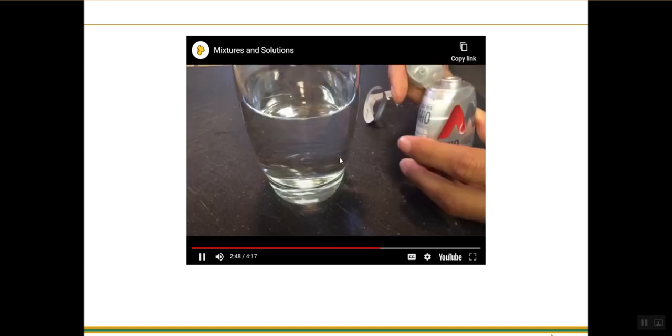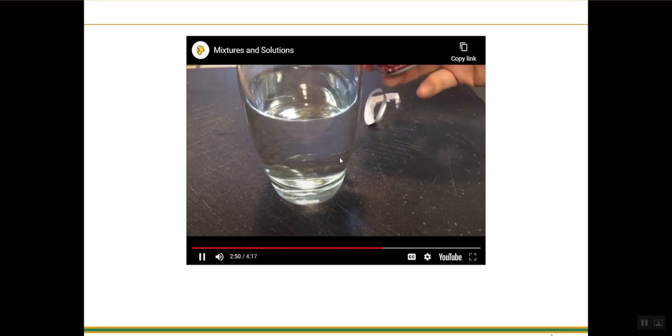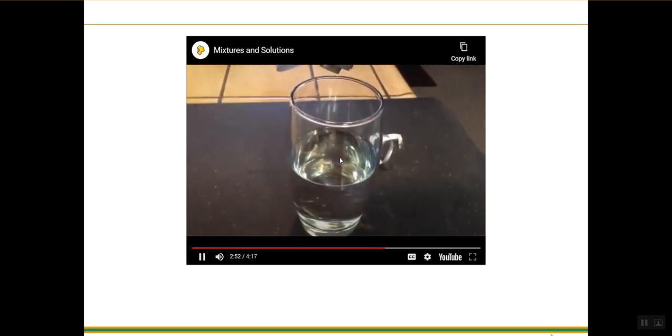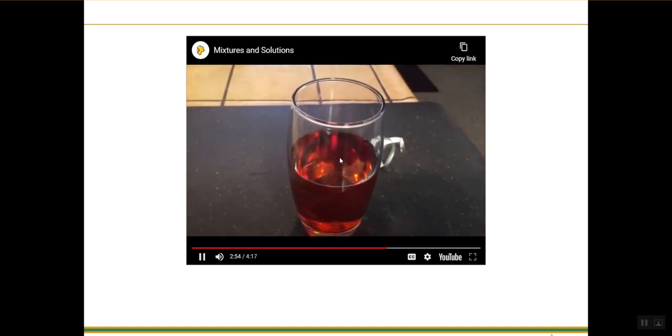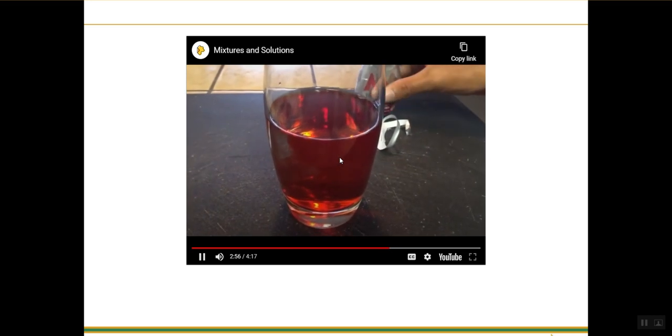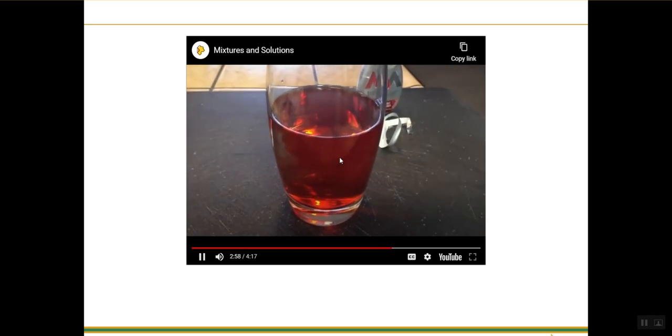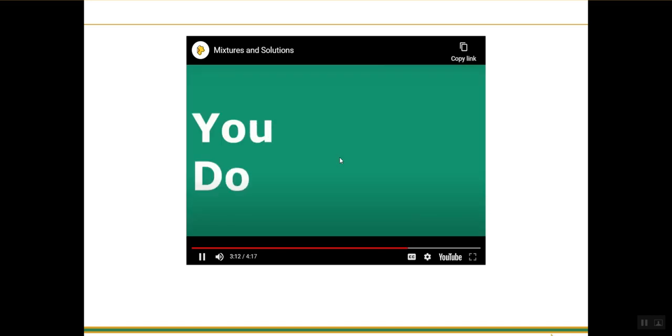On the other hand, this is an example of a solution. When I take this flavor and I squirt it into a cup of water, it makes a solution. Why is this called a solution? This is called a solution because the water and the flavoring are evenly mixed together. Every sip you would take from this cup would taste exactly the same because the flavor and the water have spread out evenly. Now it's time for you to practice on your own.